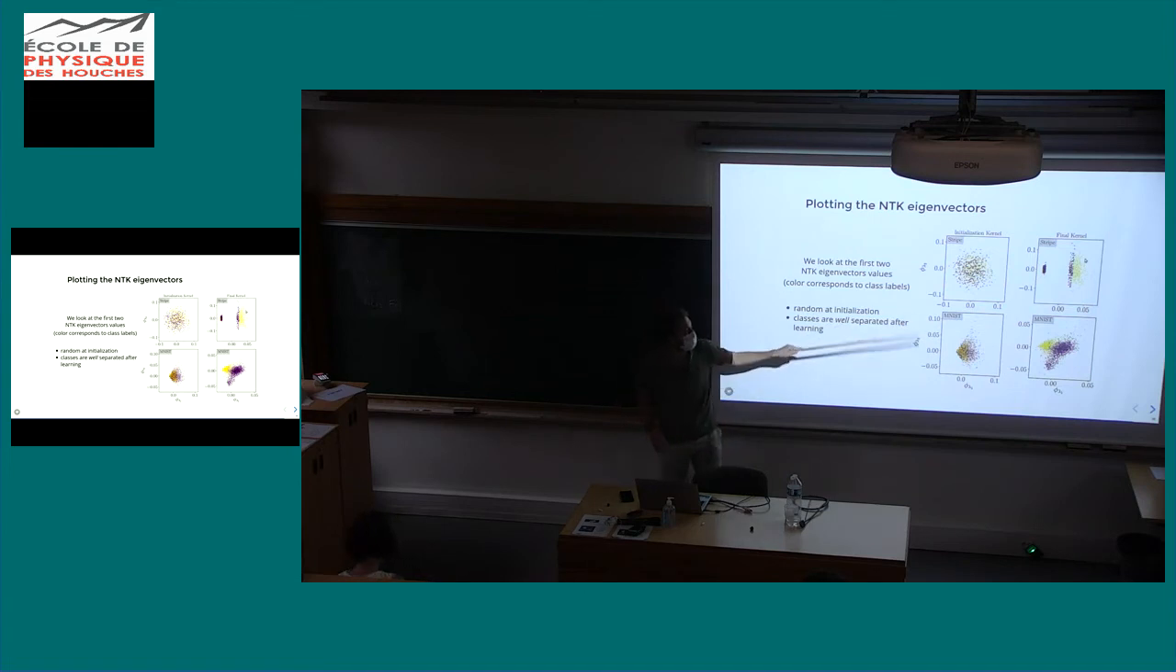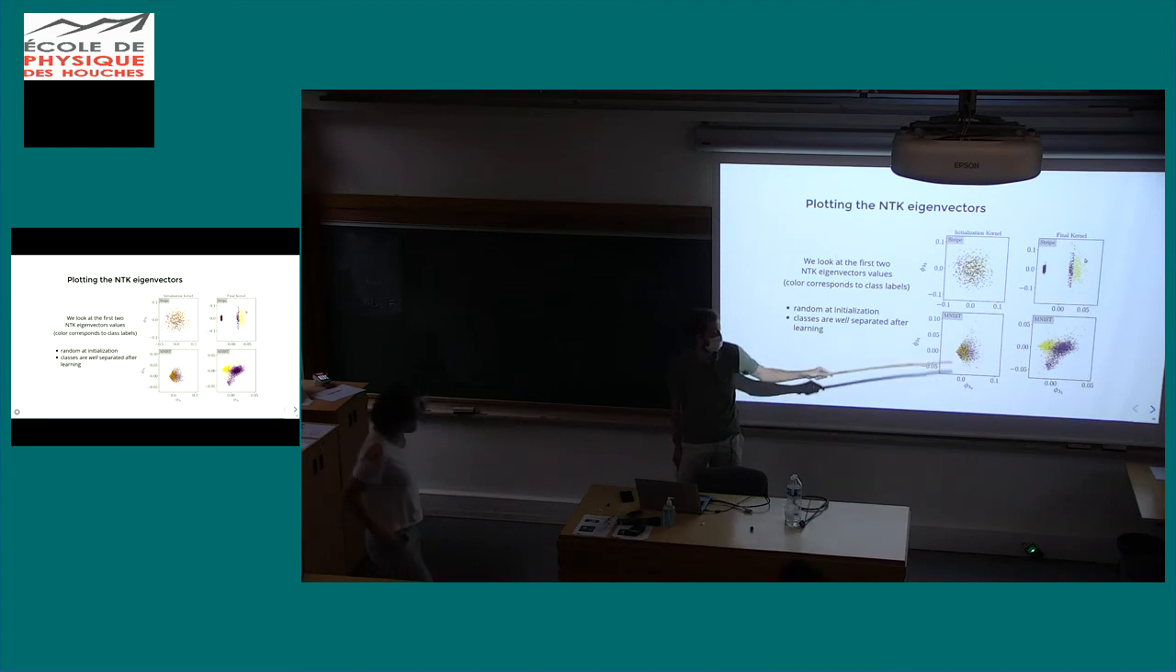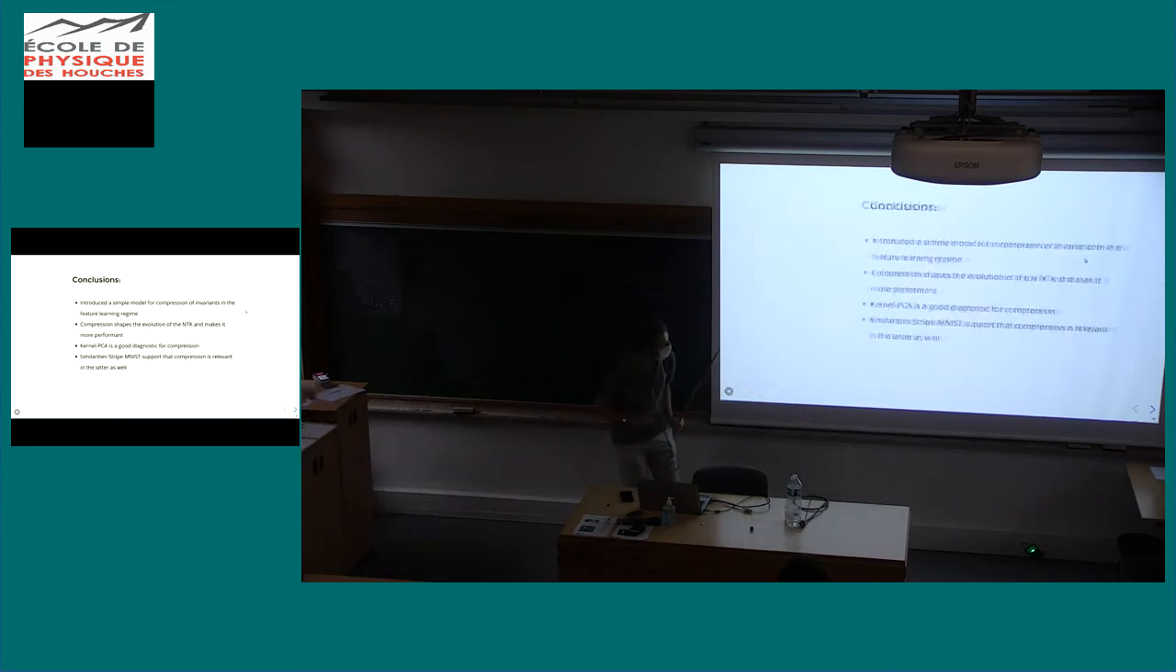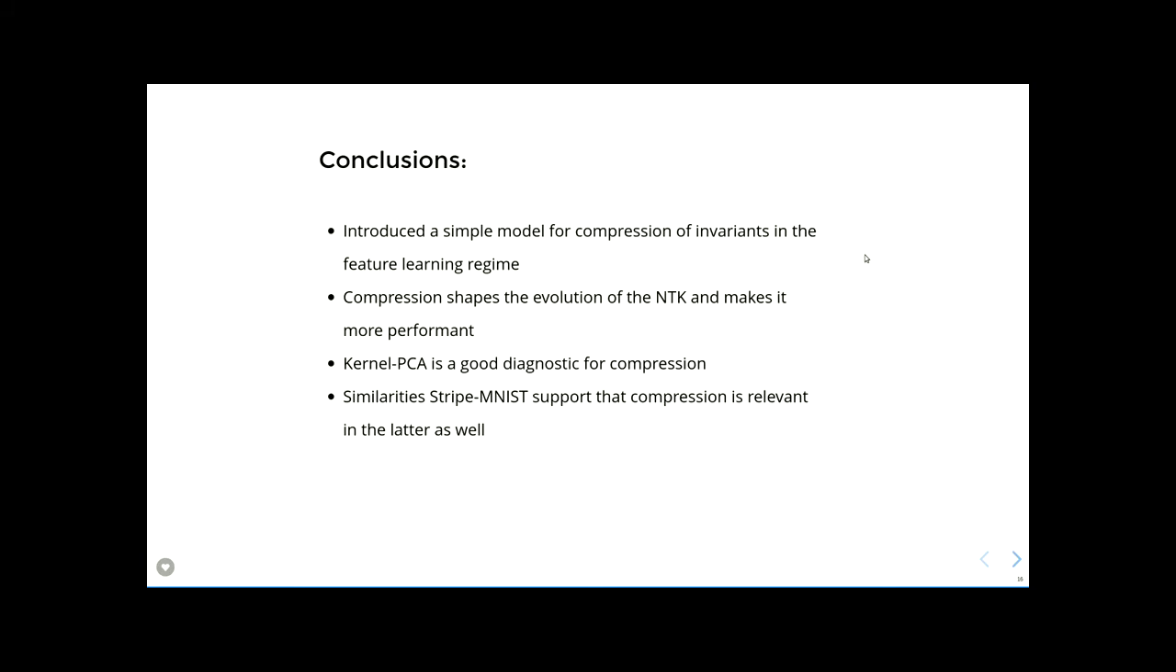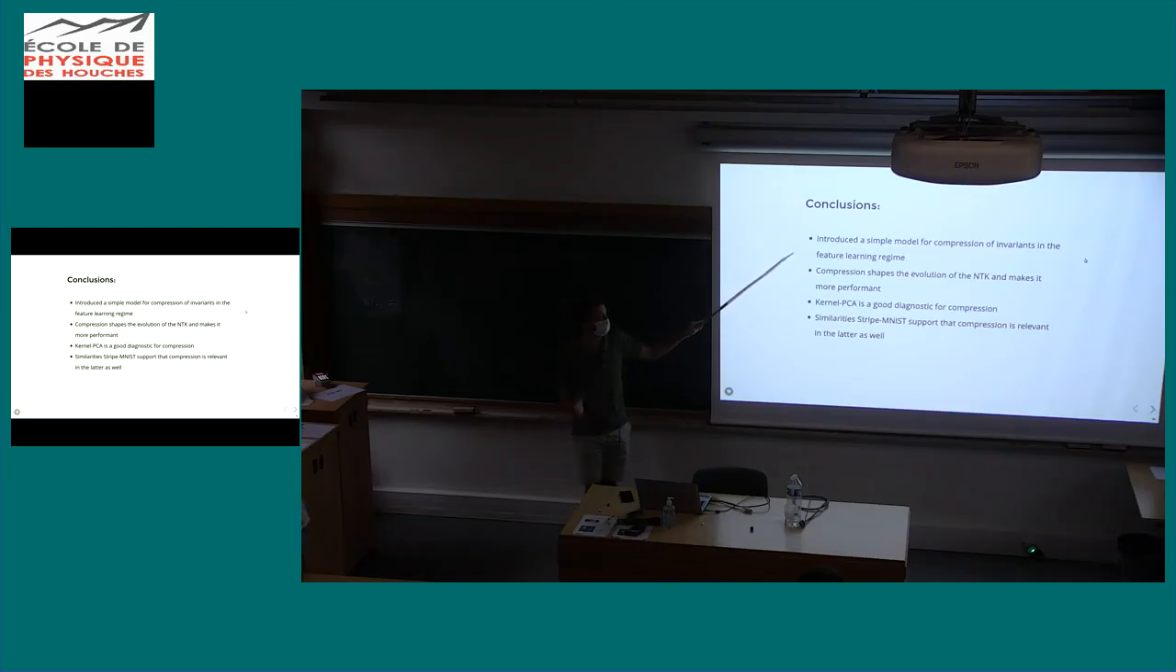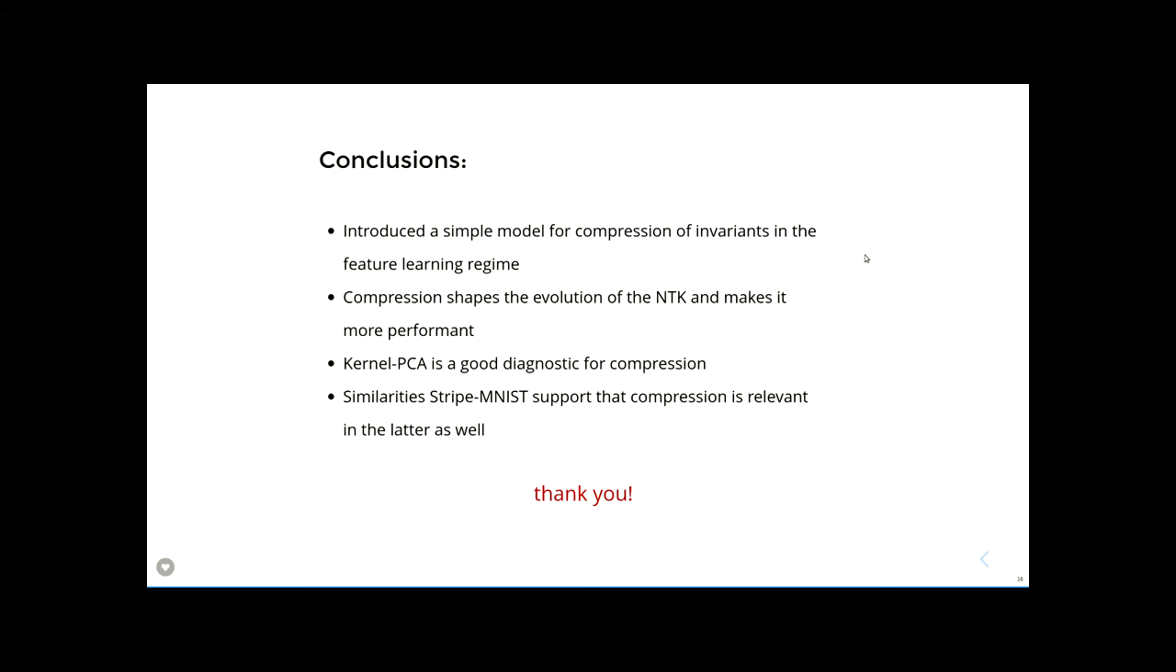Then at the end of training we have structure, and the first and the second eigenvectors become informative. So I go to the conclusion. We introduce a simple model to study compression in the feature learning regime. We've seen that compression shapes the NTK and makes it more performant. We've seen that kernel PCA can be used as a diagnostic for compression, and we pointed out similarities between MNIST and the stripe model. This supports the fact that compression could be relevant in MNIST as well. Thanks.